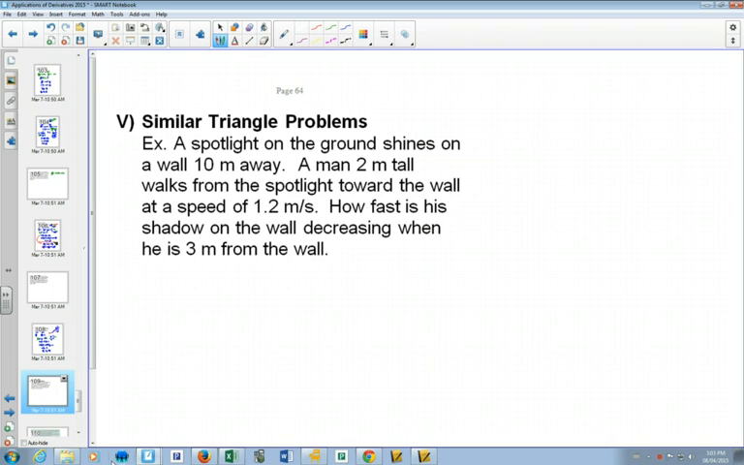So here we go, we've got a spotlight on the ground. So we're going to draw that spotlight on the ground here. We're gonna really make it pretty. Oh, nice. So there's our spotlight on the ground. And a man 2 meters tall, so really pull out our skills, walks from the spotlight towards a wall, because everybody likes to walk towards walls.